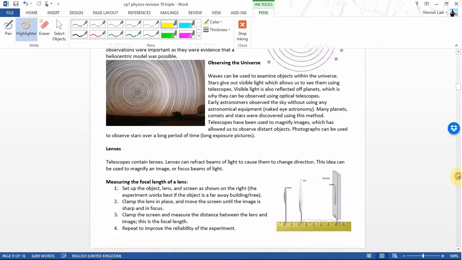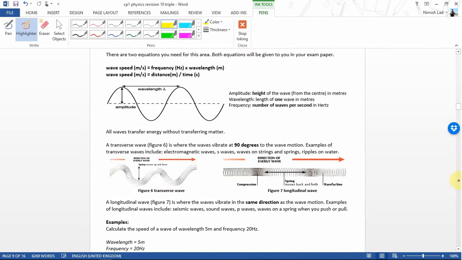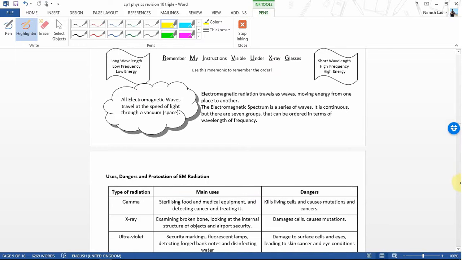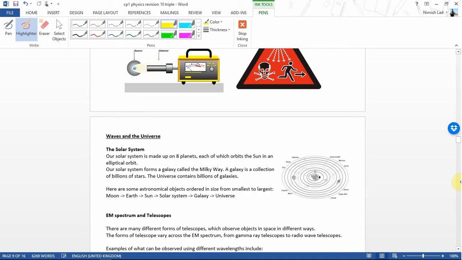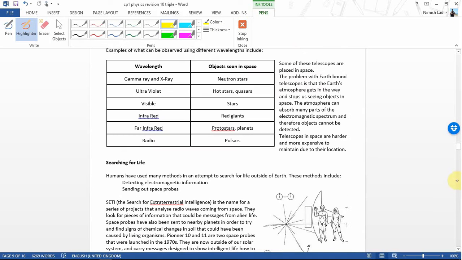So in orbit, it's going to be able to get around the atmosphere and the issues caused by the atmosphere. However, in orbit, it's going to be a lot harder to actually maintain. So here we go, we've got some examples over here. Some telescopes are placed in space.